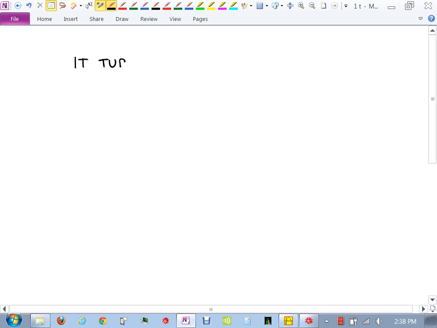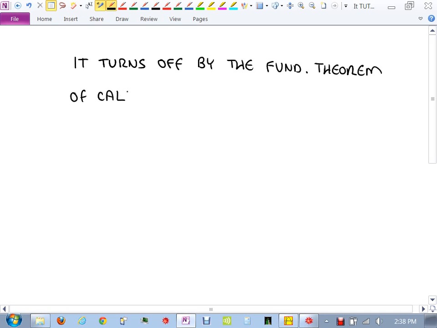It turns out, by what's called the fundamental theorem of calculus, which I'm not going to prove in this class, okay, that we have some very, very nice relationships between that sum and the antiderivative, okay? There's some very, very nice relationships.